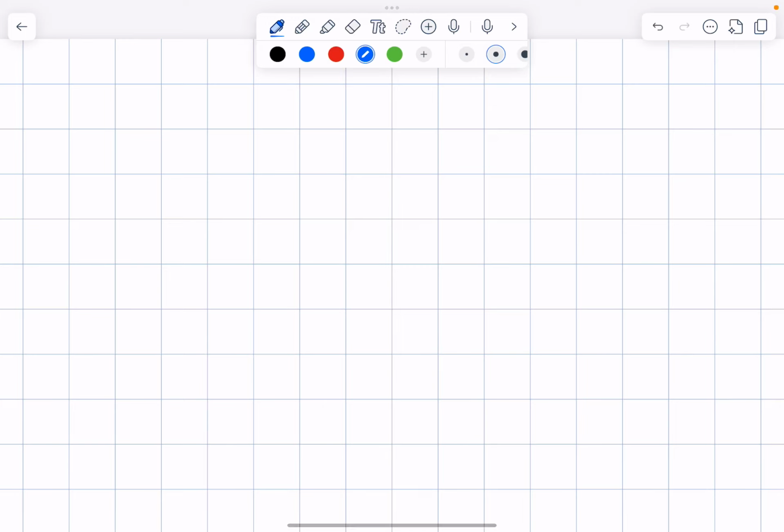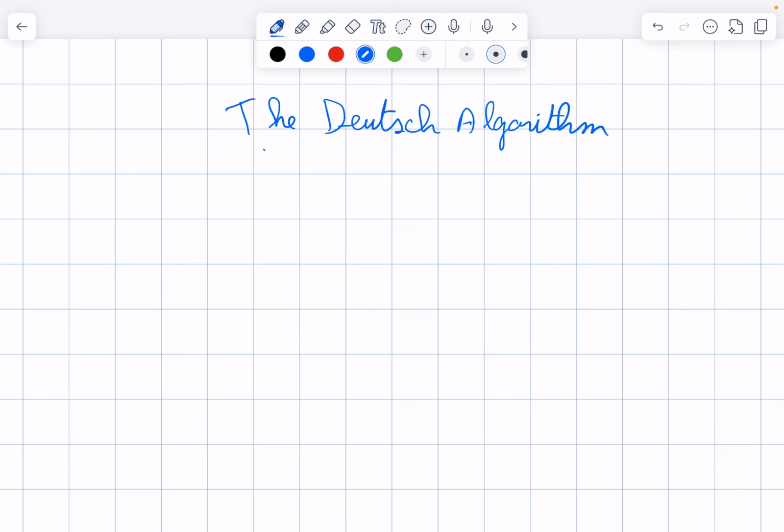Everybody. Today we want to study the Deutsch algorithm. The Deutsch algorithm is one of the first quantum algorithms, and it has the purpose of proving the quantum parallelism concept. Okay, we are going to see how.